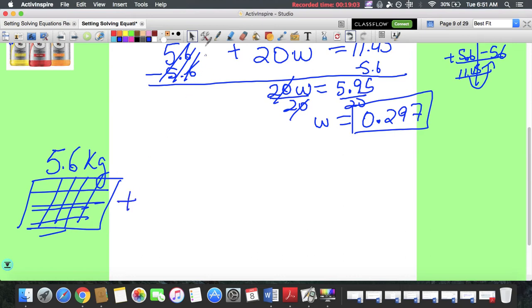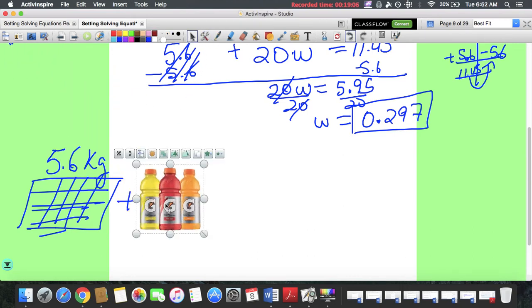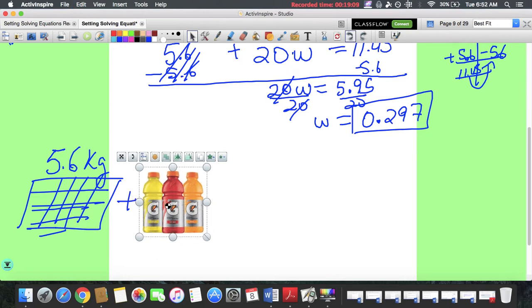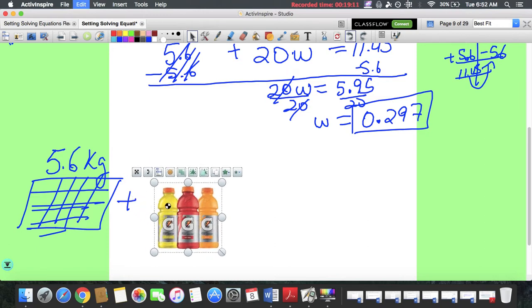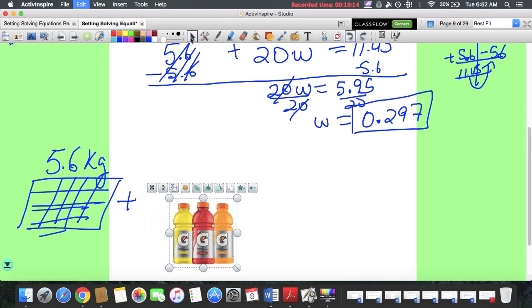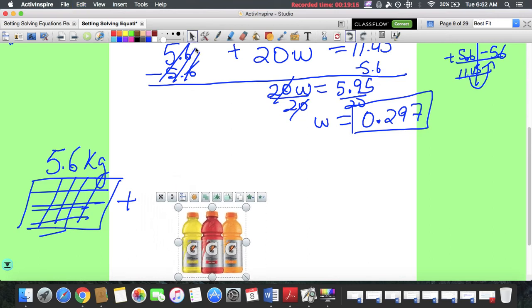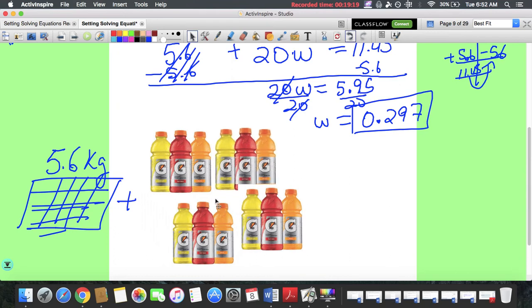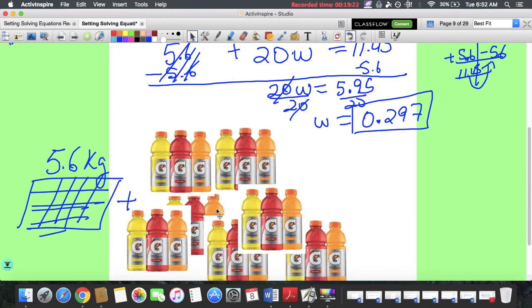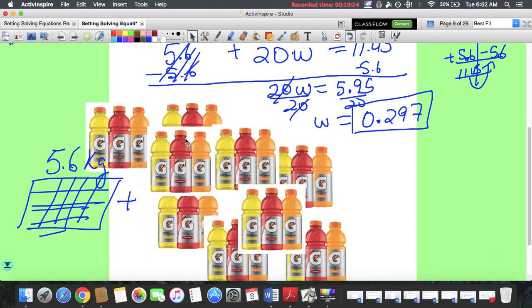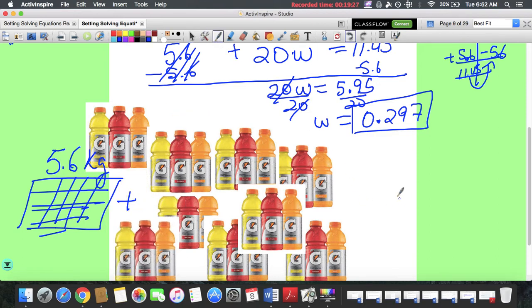And then plus we have this, and I have D. So there's, I don't know how many I did. Okay, stop. So you can tell that there is 20 Gatorades. So that should equal 11.45. So 5.6 for the box plus each of these, 0.297. This is 0.297. This is 0.297.